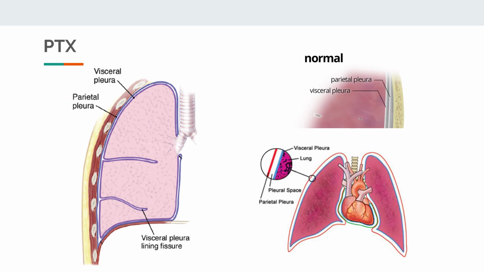The visceral and parietal pleura are basically stuck together, only separated by a very small space called the pleural space or pleural cavity. The pleural space is filled with pleural fluid, which acts as a lubricant, allowing the visceral and the parietal pleura to slide across one another when the lung expands and contracts during inhalation and exhalation.